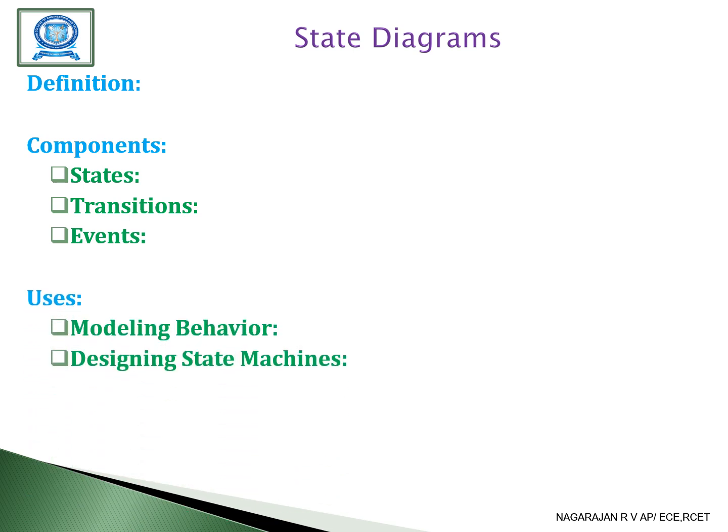Next, uses of a state diagram. Modeling behavior: it is useful for visualizing and analyzing the behavior of a system with multiple states. Designing state machines: it helps in designing complex systems that exhibit different behavior based on internal and external conditions.